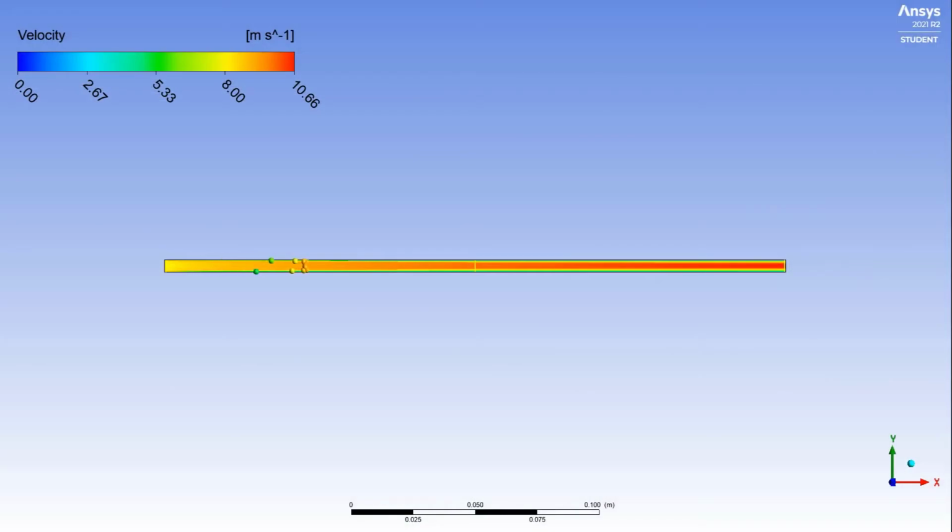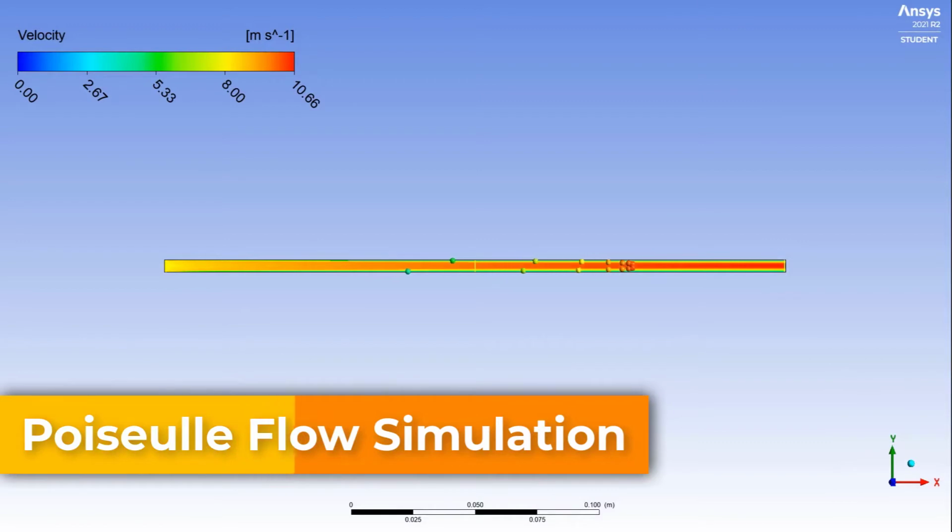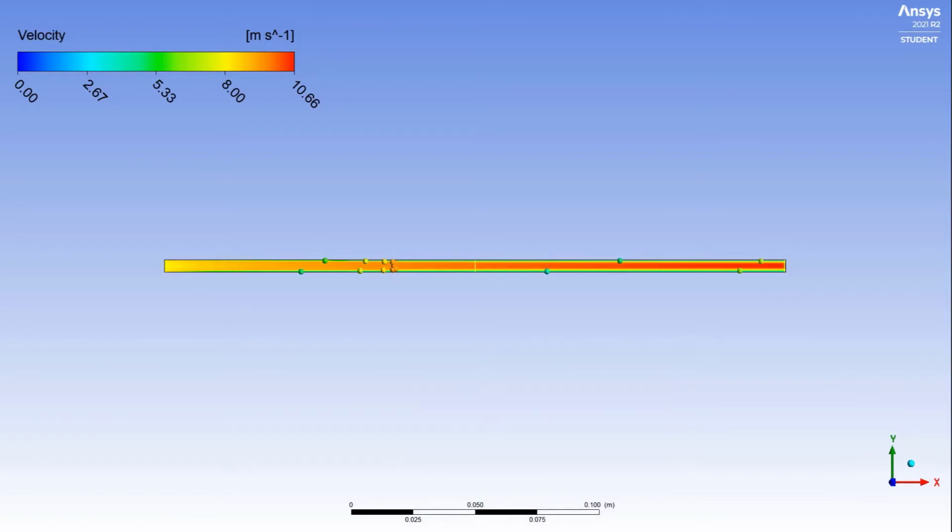We could see that the velocity changed from yellow to red, which means that at the end of the outlet the velocity increases, and then at the walls, because of the no slip condition, you can see that the velocity at the walls is very minimal.